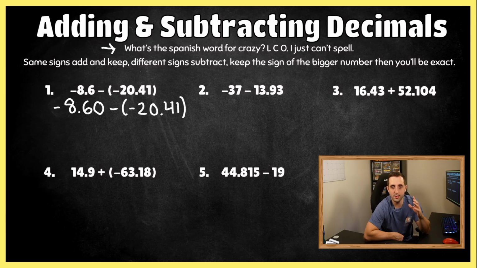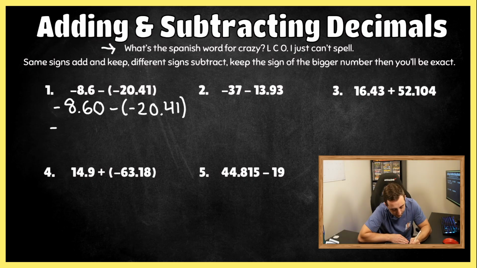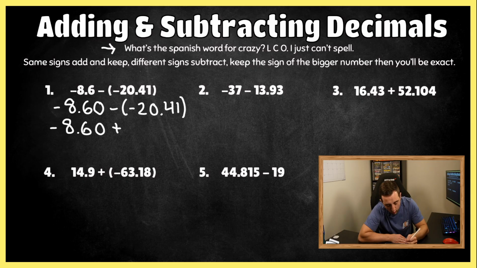And the Spanish word for crazy is loco, but I always tell them that this Spanish speaker just doesn't know how to spell properly, so we drop the first O and we look at LCO. Loco is just a lot easier to remember, and it stands for leave the first one alone, change subtraction to addition, and take the opposite of your second number. So that's exactly what we're going to do. So we're going to leave -8.60 the way it is. We're going to change subtraction to addition, and -20.41 is going to turn to its opposite, which is now positive 20.41. And that is this rule for subtracting only.